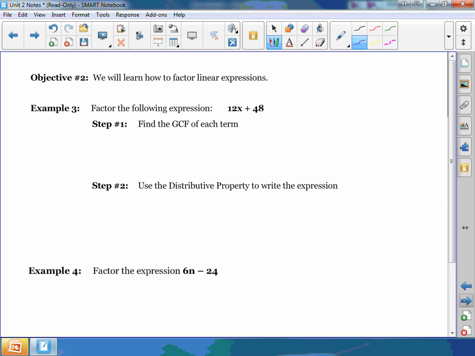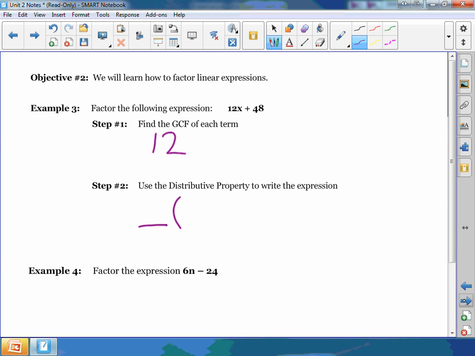Dominic? Not 6. That's a CF. It's just not the GCF. Sam? 12, right? The first test is, does this 12 go into 48? And if the answer is yes, then 12 is your GCF. Okay? So GCF, 12.